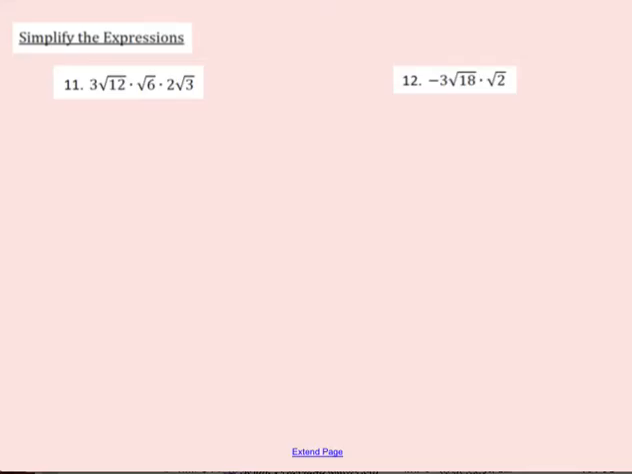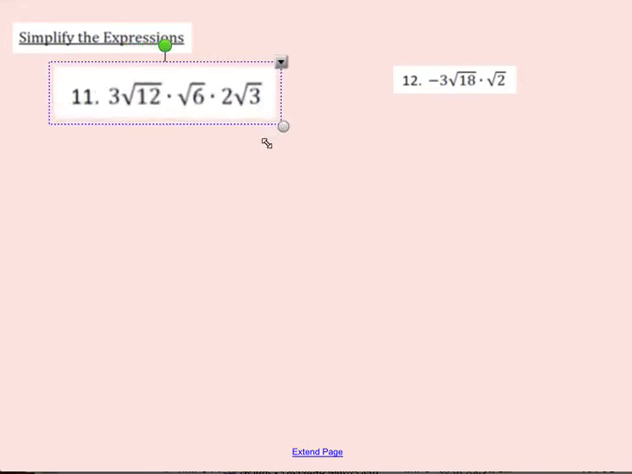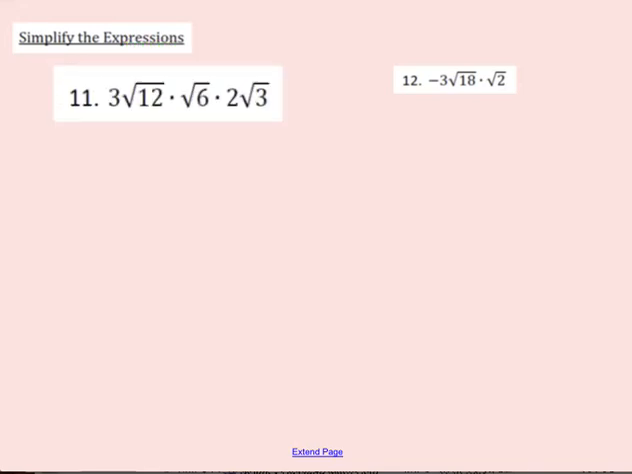Now, taking a look at number 11, what I suggest you do with problems like number 11 is to simplify first. So I want to break down that 12 first and foremost. So I'm going to split that down into being 4 and 3, and then the 4 I'm going to break down to 2 and 2. So then I know that I can take out a pair of 2's here in a second. So I'm going to have 3 times the square root of 2 times 2 times 3.